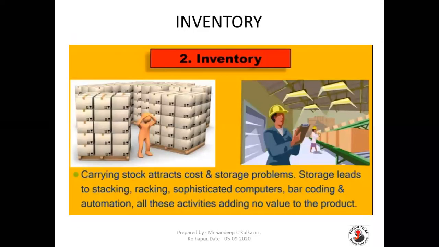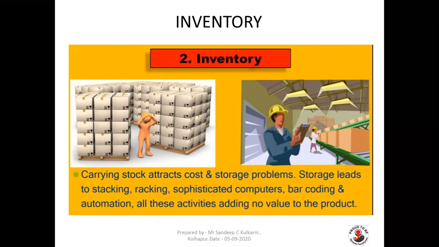Second waste is inventory. Inventory is very important waste to control. Carrying stock attracts cost and storage problem. Storage leads to stacking, racking, sophisticated computers, barcoding, automation, all these activities adding no value to the product. So it is very important to avoid inventory. Inventory will definitely give you huge impact in terms of money.